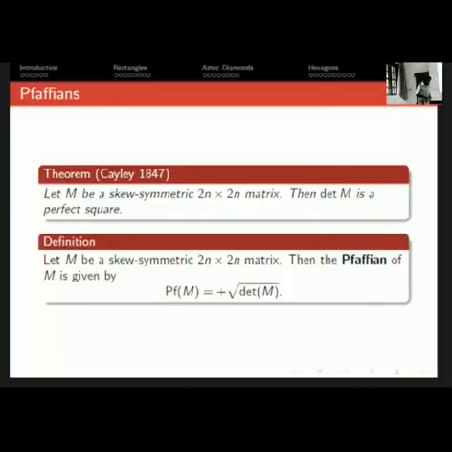The other ingredient from linear algebra I need is the following theorem of Cayley. Does everybody know what a skew symmetric matrix is? It's a matrix which, when you take its transpose, is minus of itself. That's called a skew or anti-symmetric matrix. If I take a skew symmetric square matrix, 2n by 2n, then its determinant is always a perfect square. This is an old theorem of Cayley. And the Pfaffian of a skew symmetric even matrix is the positive square root. You can just take this as a definition. So in one case I superpose two domino tilings.